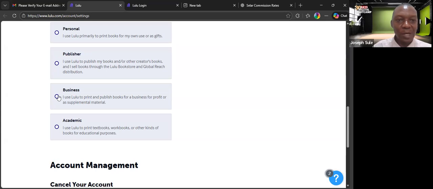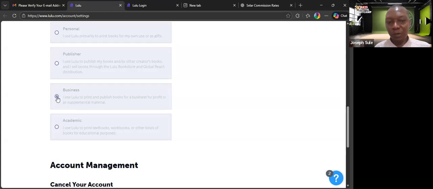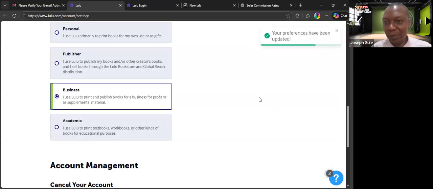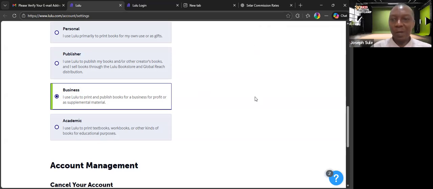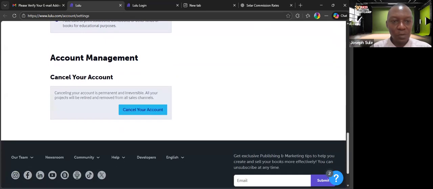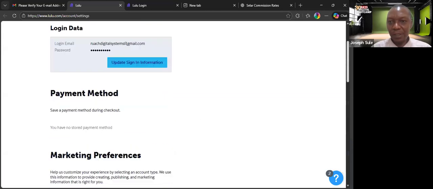So this is the best account type for Ross, my client, because I have discussed with him before now, I understand what he wants and where he's going. This is the best account for him. So I'm going to go with the business account. And on your right-hand screen, once you select the account, you see that your preferences have been updated and you are good to go. And this is where you can cancel your account, should you not need it anymore. You can always cancel it.